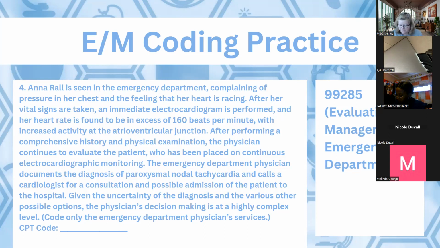Okay. If you look down at the contributory factors, presenting problem severity. Well, I mean, it's a given it's going to be high level. Everything else has been high level. They're monitoring her. She may get admitted. It's a serious situation. High level of care there. High severity, immediately significant threat to life or physiological function. So yeah, definitely max level there. So it fits 99285 across the board.